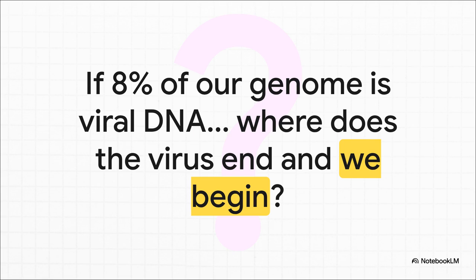So this brings us to one final, really profound thought. We've spent this whole explainer talking about viruses as this other, right? As invaders that we have to fight off. But when you remember that a huge chunk of our own genetic code, 8%, is made of the remnants of ancient viruses, that line starts to get really blurry. It forces you to ask this amazing question. After millions of years of coevolution, where exactly does the virus end, and where do we begin?